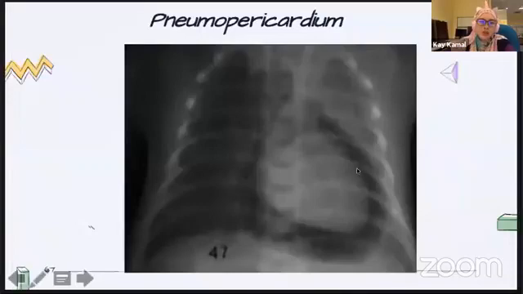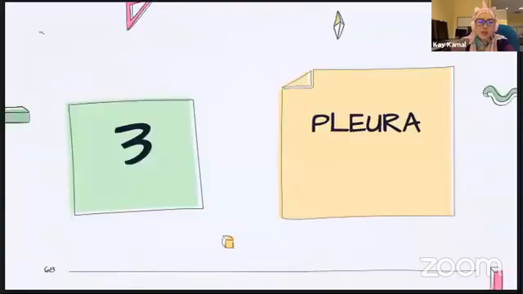And this is pneumopericardium. How do we differentiate pneumopericardium from pneumomediastinum? In this, the air is lining the heart, but it doesn't extend beyond the great vessels. So this is pneumopericardium. Okay, now we go on to the pleura.